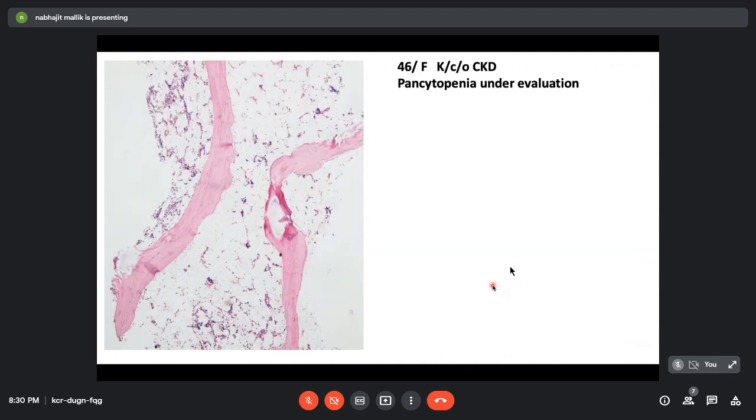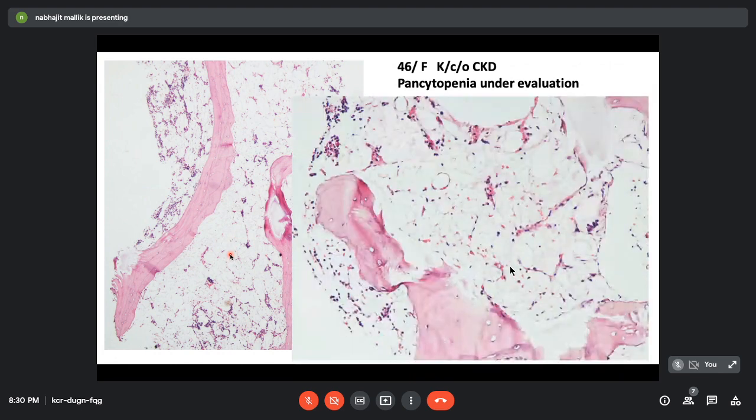Now we come to another case. This is a 46-year-old female who was a known case of chronic kidney disease and was pancytopenic, under evaluation. The bone marrow was performed to look if there are any hyperparathyroid-related changes in the bone marrow, but we saw that there was hypocellularity. But also, it looked very strange. We don't really find the normal hematopoietic elements or the normal fat also. Does not really look like fat.